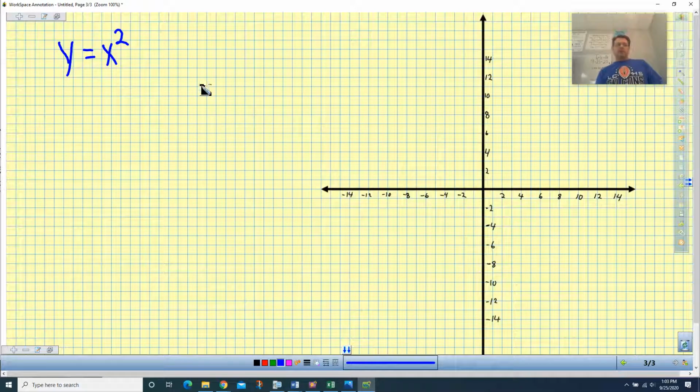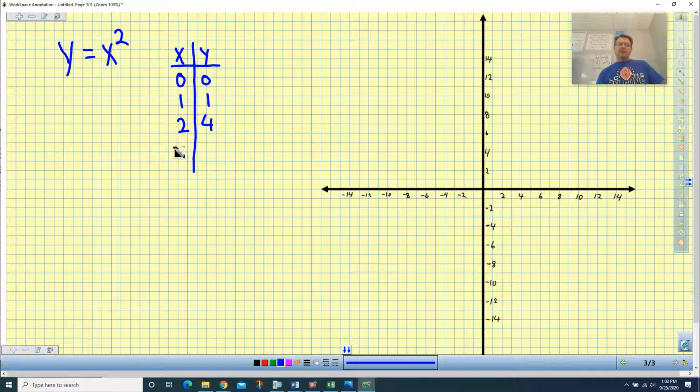And so what we're going to do is take a table, x and then y, and we're going to plug some numbers in, okay? So if I plug in 0, I get 0. 1 gives 1. 2 squared would be 4, and so on. So how about some negatives? How about negative 1? Negative 1 squared would be 1. Negative 2 squared would be positive 4. And so that's what we're going to do here.